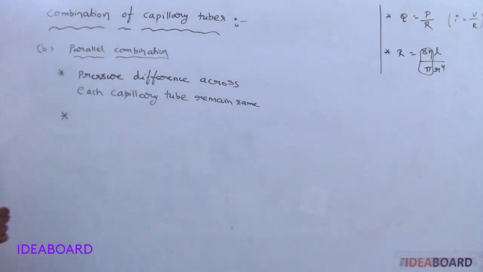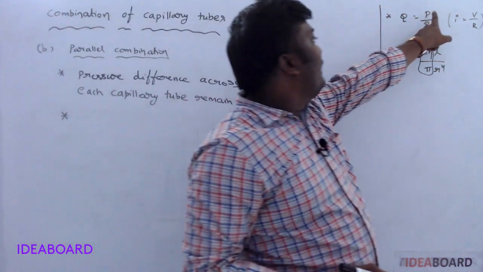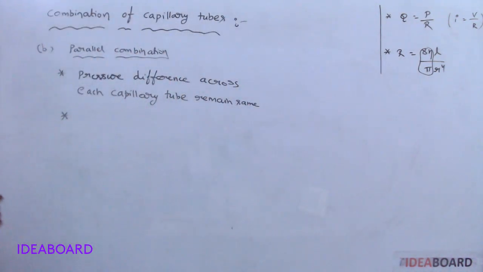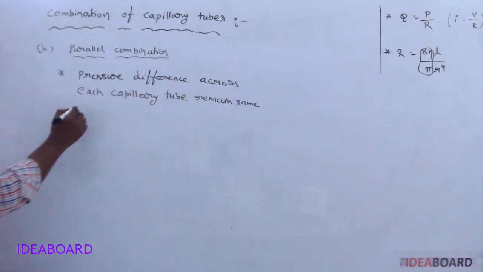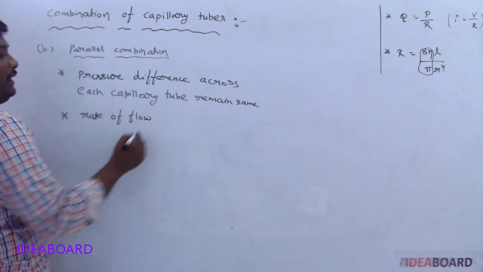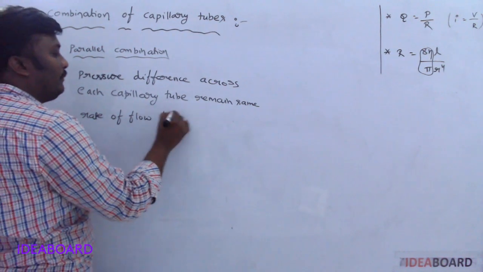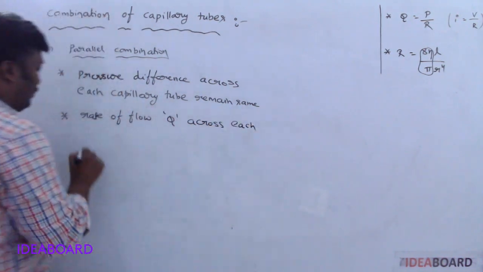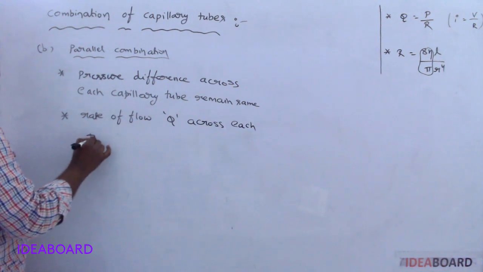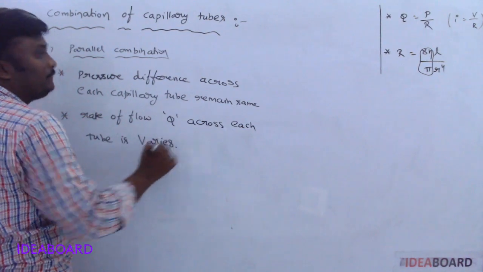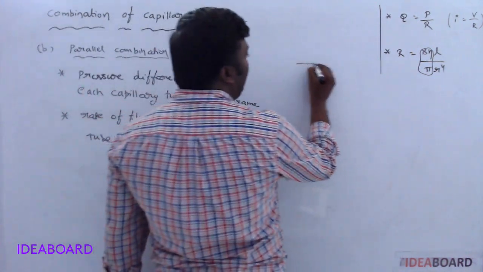And which one changes here? Here P is constant, na, so R changes, Q changes. What is meant by Q? Q indicates the rate of flow. The rate of flow across each tube varies. So let us consider a diagram here.